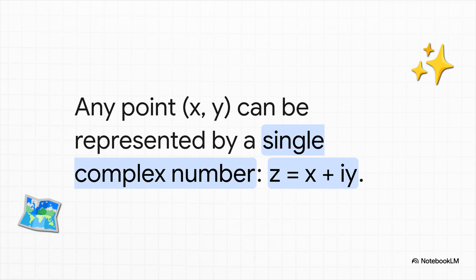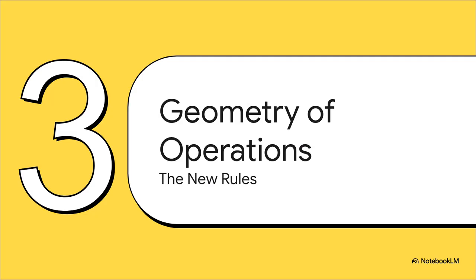Go x distance along the real axis and iy distance along the imaginary axis. Okay, so now that we've built this new playground, let's see how the old rules of math play out. It turns out that basic arithmetic now has these beautiful, really intuitive geometric meanings. It's like a new language for movement.